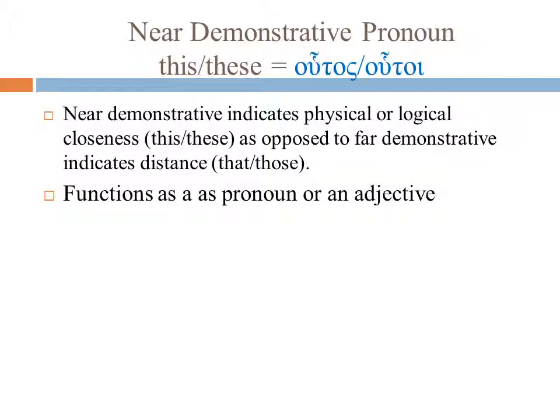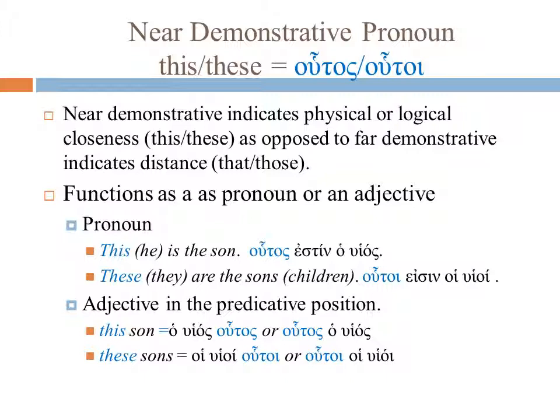As a pronoun, this is the son. We have an equivalence here. This is the son. And it's often reduced to an idea of he is the son. But we're being very specific. Which one? This one is the son. In Greek, we have houtos estin ho huios. Houtos, this, estin, is, ho huios, the son. It is a predicate nominative and agrees in case, number, and gender with houtos. The plural of this, these are the sons, is houtoi eisin hoi huioi. The plural of this is these.